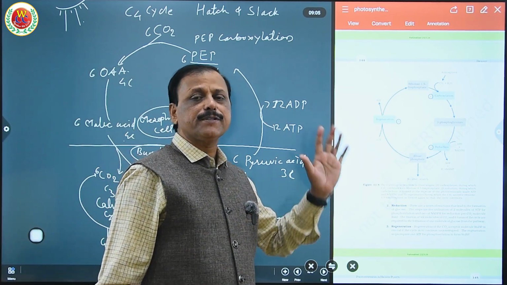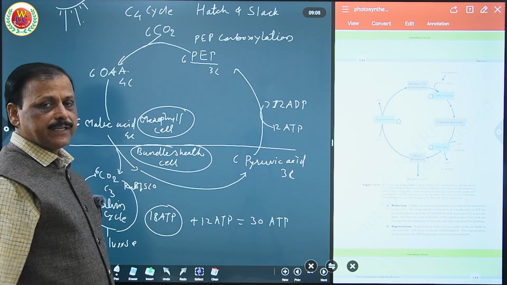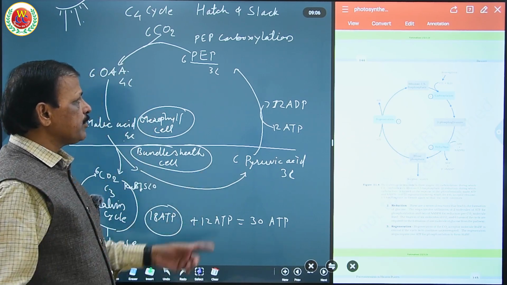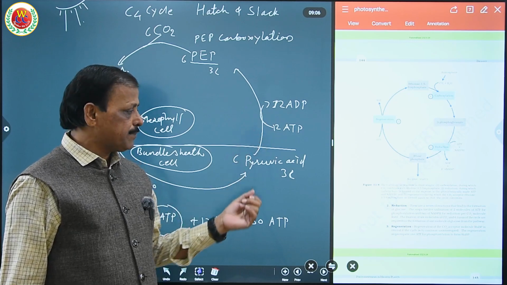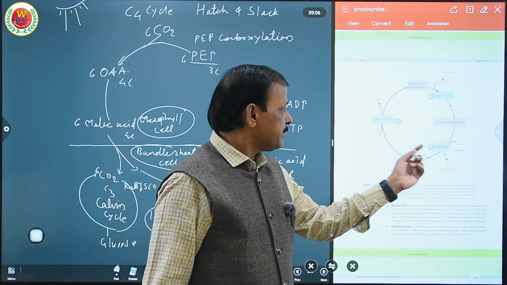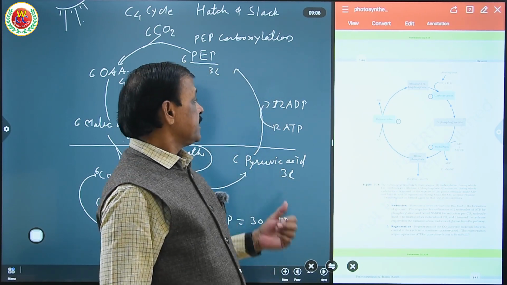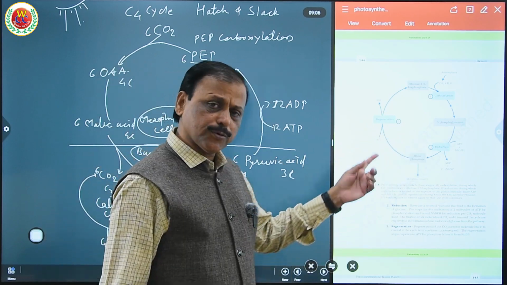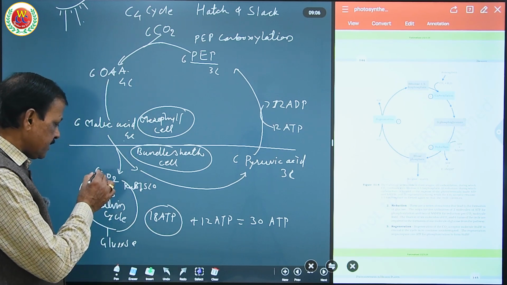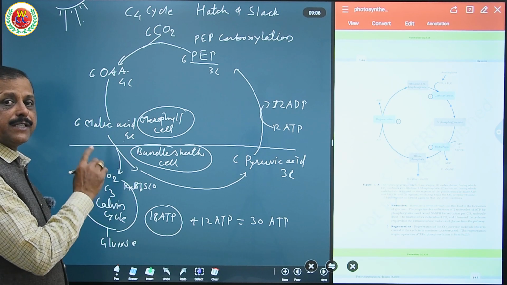The C3 cycle occurs only in the mesophyll cell. Here in this cycle, the Calvin cycle occurs in the bundle sheath cell, whereas in C3 the Calvin cycle occurs in the mesophyll cell. Here regeneration of PEP has an extra consumption of 12 ATP, that is a total of 30 ATP required. Here, 12 ATP plus 6 ATP, so 18 ATP are required. And the C3 cycle cannot overcome photorespiration, but the C4 cycle overcomes photorespiration, since the Calvin cycle occurs deep into the bundle sheath cell.